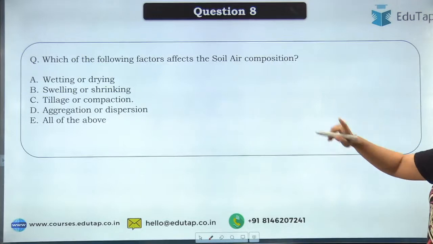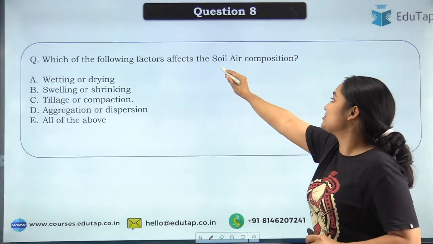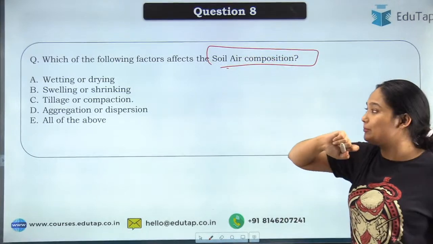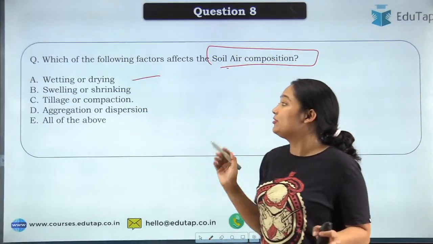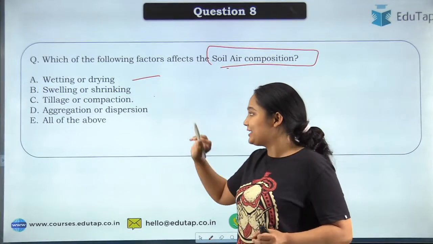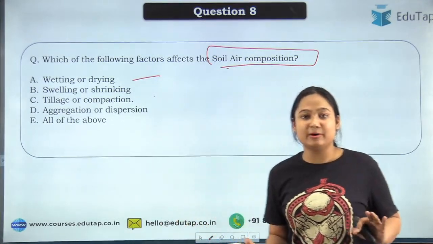Now moving to the next question: which of the following factors affects the soil air composition? So now we are moving to the last factor of soil components. Is it wetting or drying, swelling or shrinking, tillage or compaction, aggregation or dispersion, or is it all of the above?